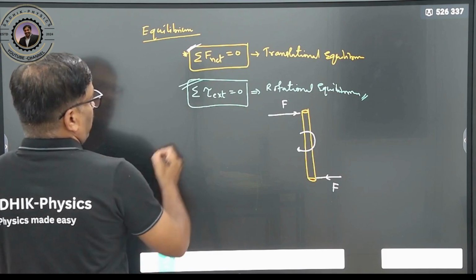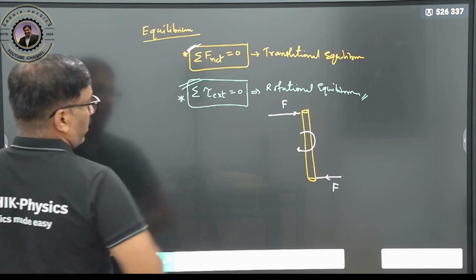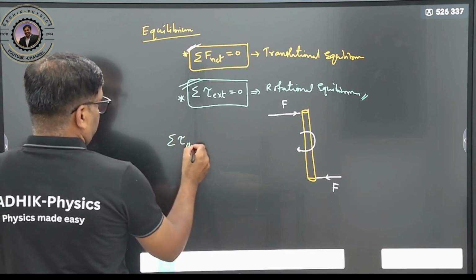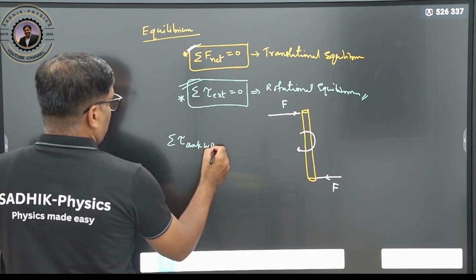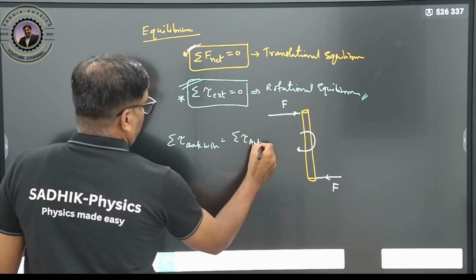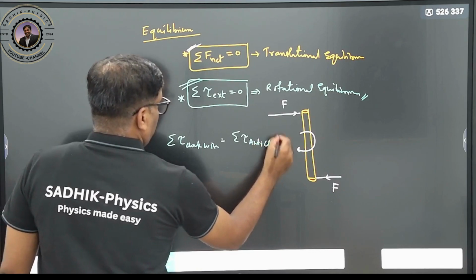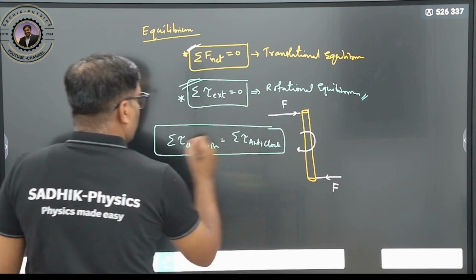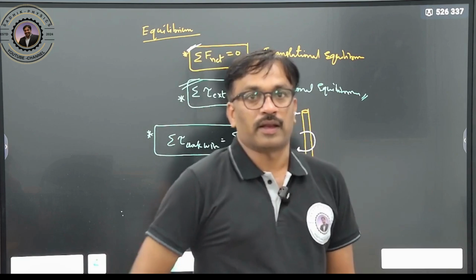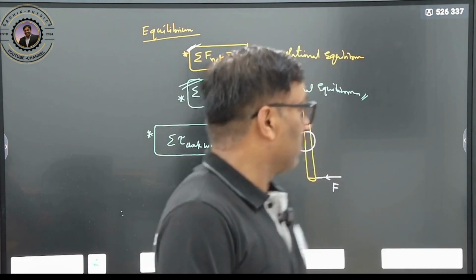So we'll do problems based on this also. Remember, the total clockwise torque and the total anti-clockwise torque should be equal. So how to find the clockwise and anti-clockwise? We'll do some questions on this. Clear?